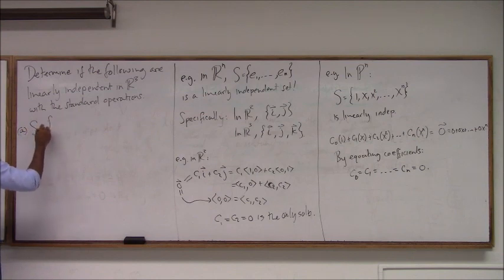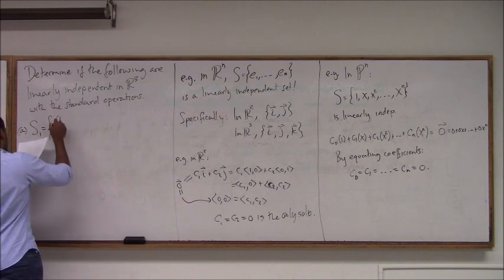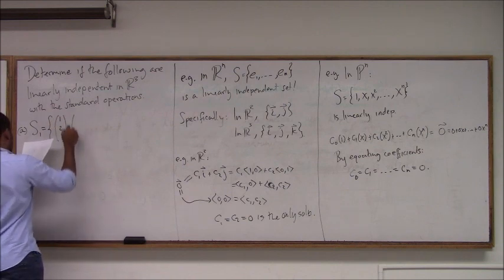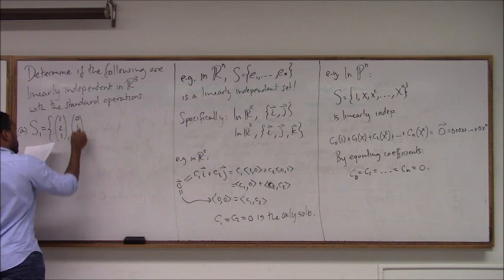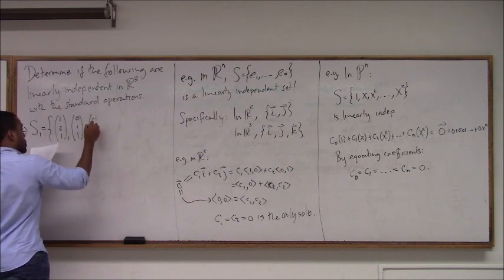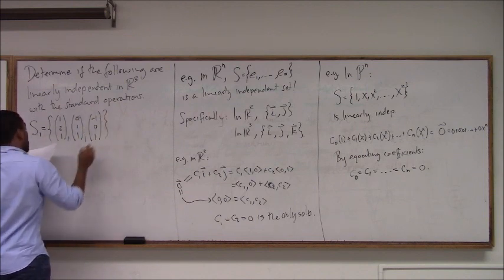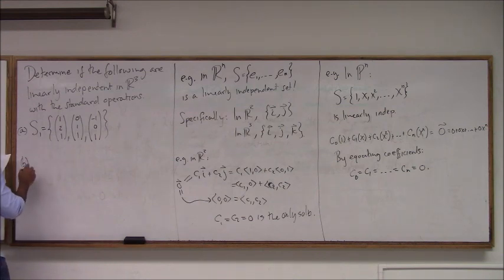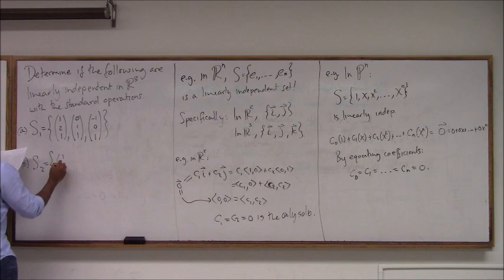So S1, this is the set of 3 vectors: (1, 2, 1), (0, 1, 1), (-1, 0, ...) and S2 is (2, 1, -1, -2).